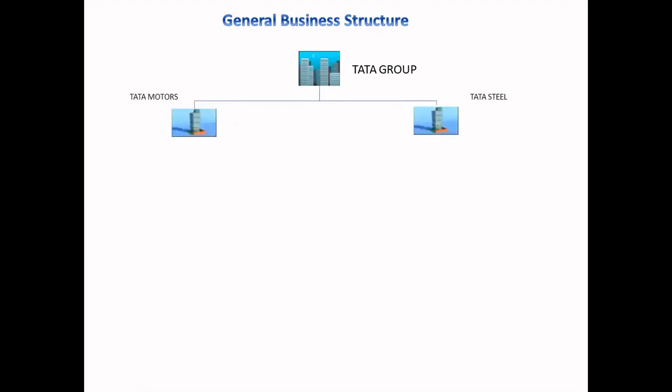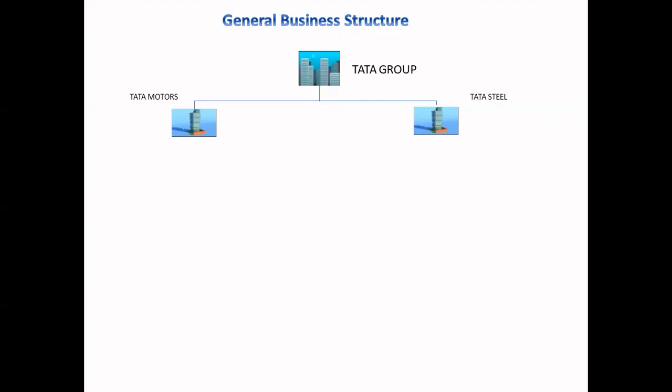In that, we are having two companies. Let's assume it has so many entities like Tata Motors, Tata Steel, Tata Power, Tata Consultancy Services. These kinds of entities are under Tata Group. Let's assume it is having only two companies right now, Tata Motors and Tata Steel. We already know that Tata Motors is the biggest automobile manufacturing company in India. And Tata Steel is an Indian multinational steel making company.